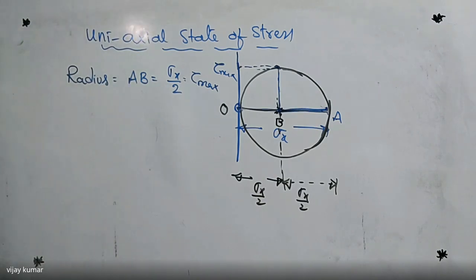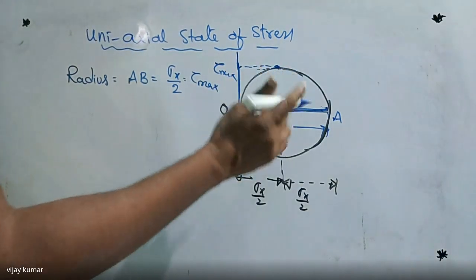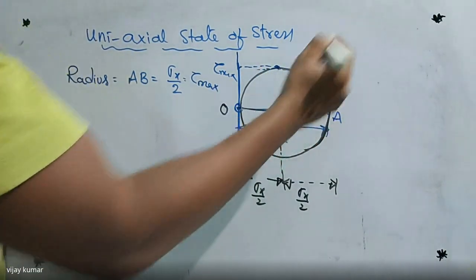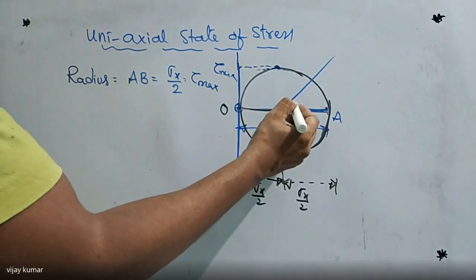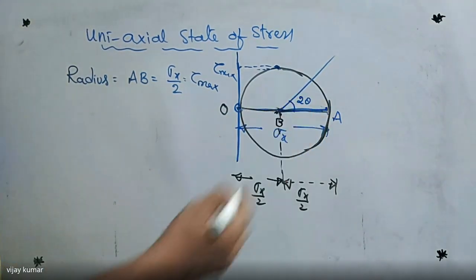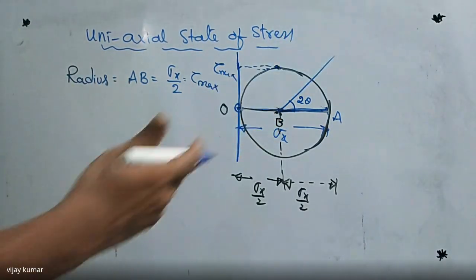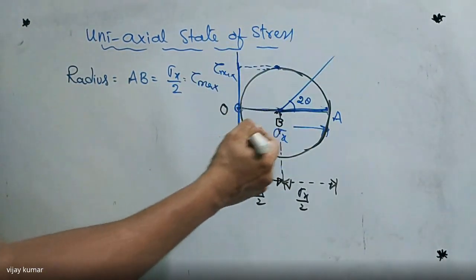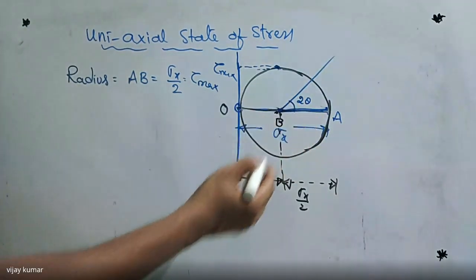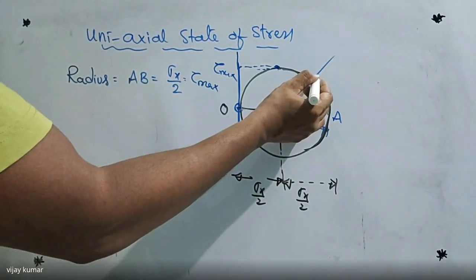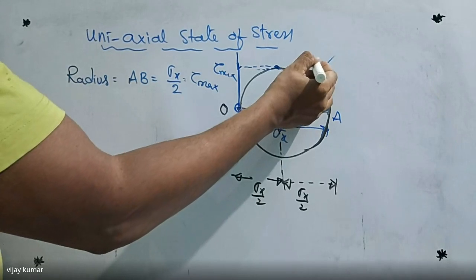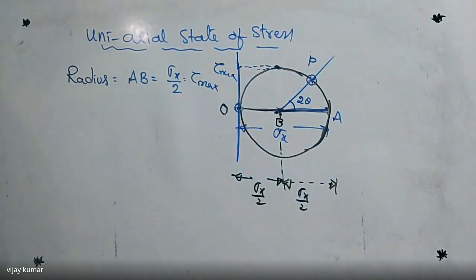Now I want to draw one plane here. So I'm going to draw one line here. That line makes an angle of how much? 2 theta. This is not a line, it is a plane. But here in the diagram, I am going to draw one line which makes an angle of 2 theta. That line intersects the circle at one point. That point is named as P.